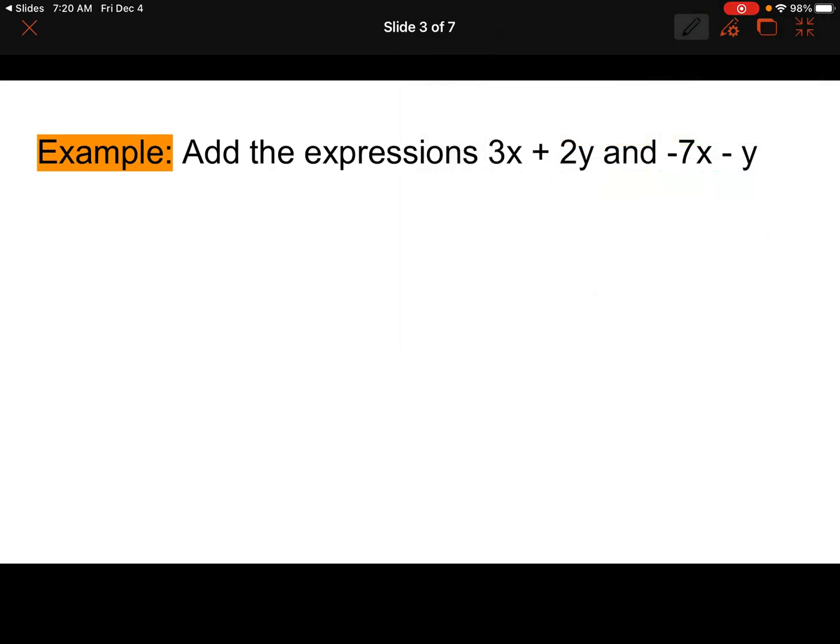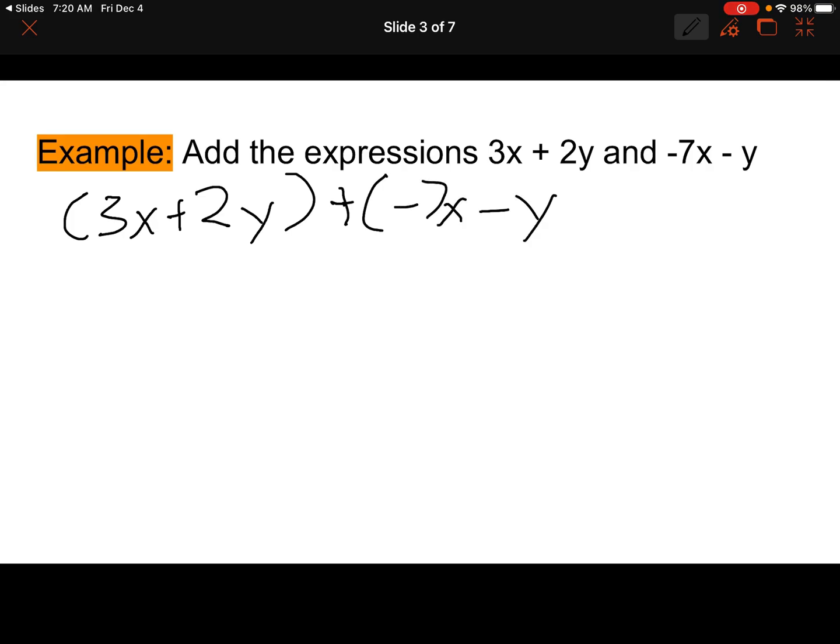First thing, we have our first expression, 3x plus 2y, and then we're going to add the expression to it, negative 7x minus y. That's all we're doing here. When it says add the expression, that's all we mean: we need to add in that addition sign right there. So now we just need to combine like terms.